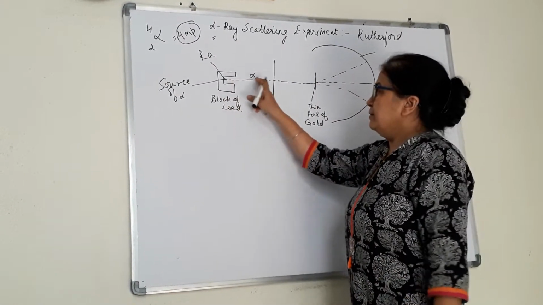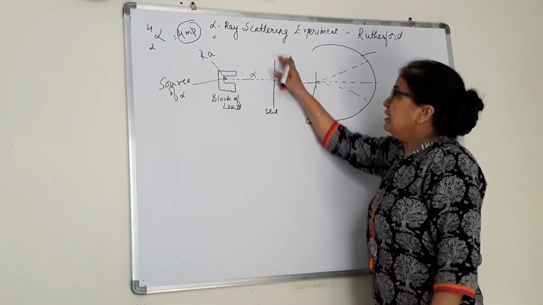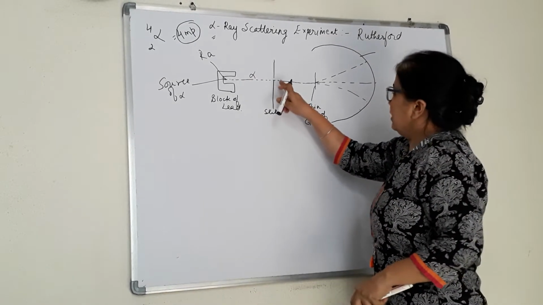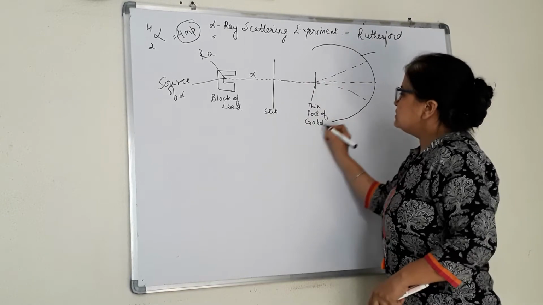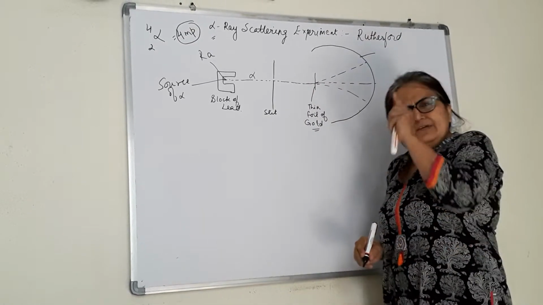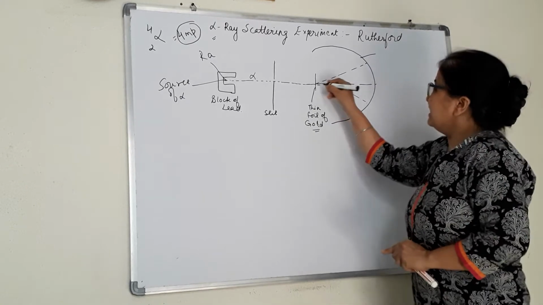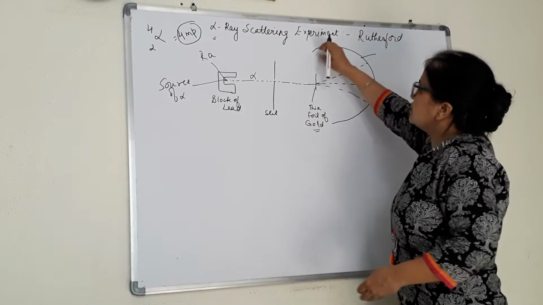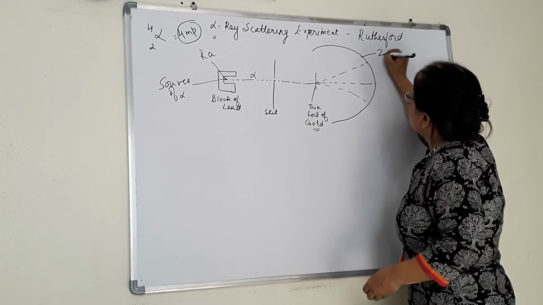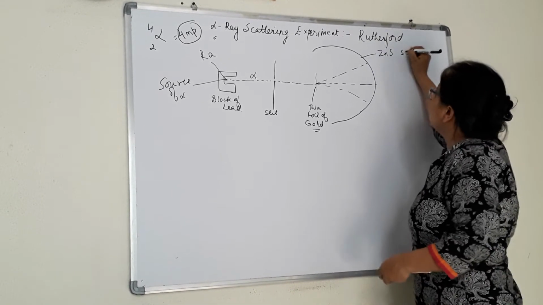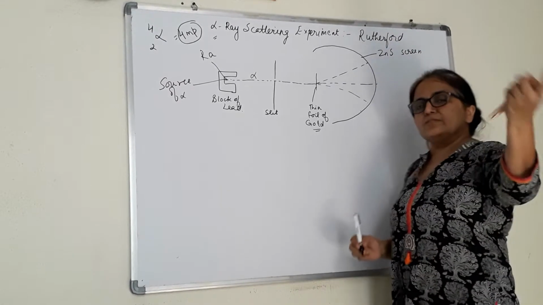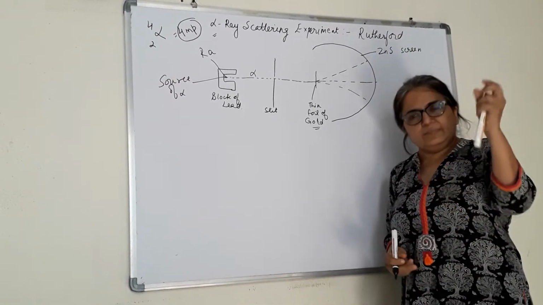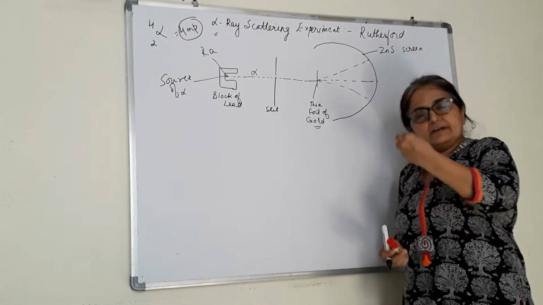That alpha ray, while moving, was made to pass through a small slit so that it can move straight. Then it was made to hit a thin gold foil, and the result was observed on a screen. He had taken a U-shaped screen coated with zinc sulfide. As discussed in the cathode ray experiment, this is a phosphorescent material. If radiations fall on it, it starts glowing.